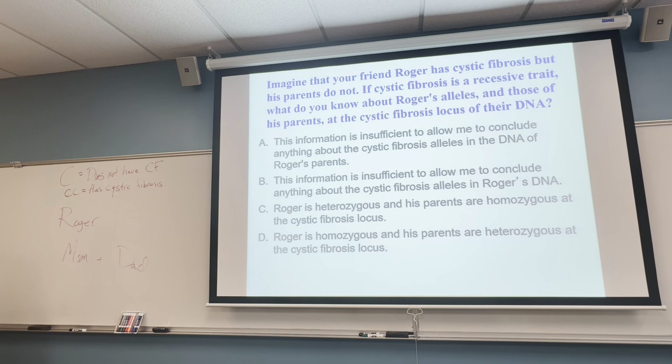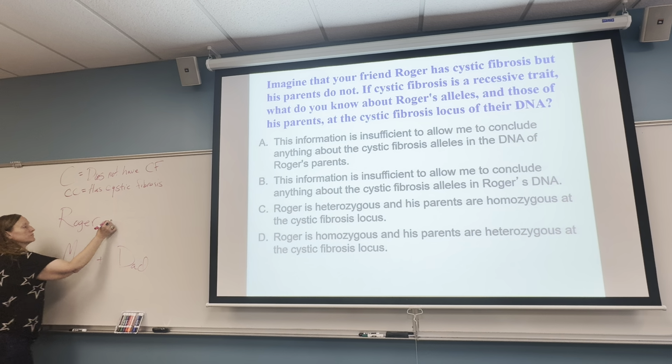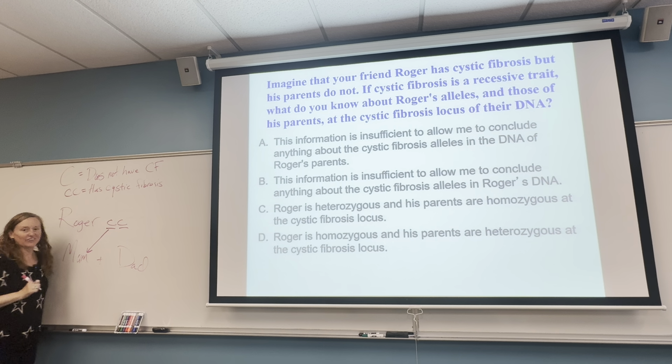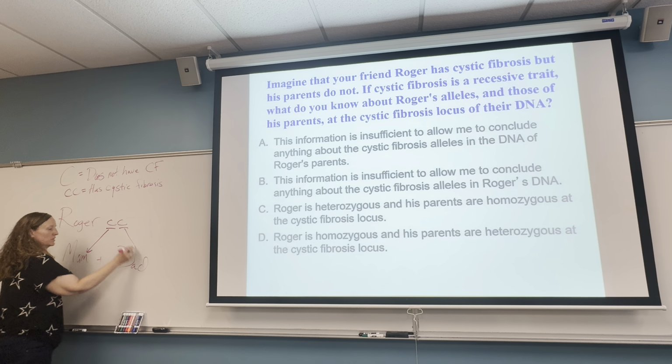So we said here, Roger has cystic fibrosis. So if Roger has cystic fibrosis, he will have little c, little c, right? Okay, so let's just think about this without trying to do some big cross here. Roger has two alleles for this trait, right? Because we know we have two alleles for every trait. And where does he get these alleles from? From mom and dad, right? So we know that mom gave him one little c, and we know dad gave him one little c.